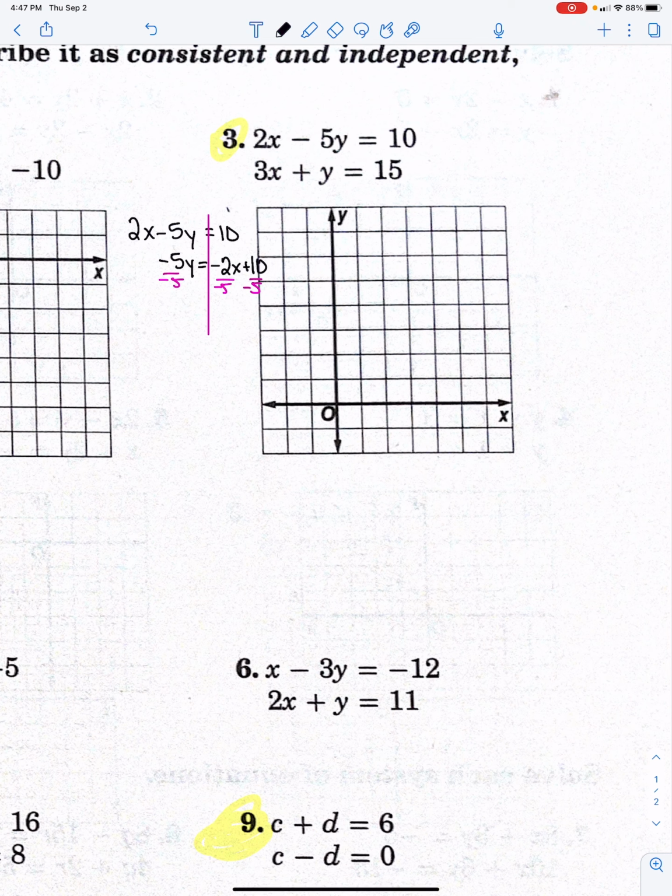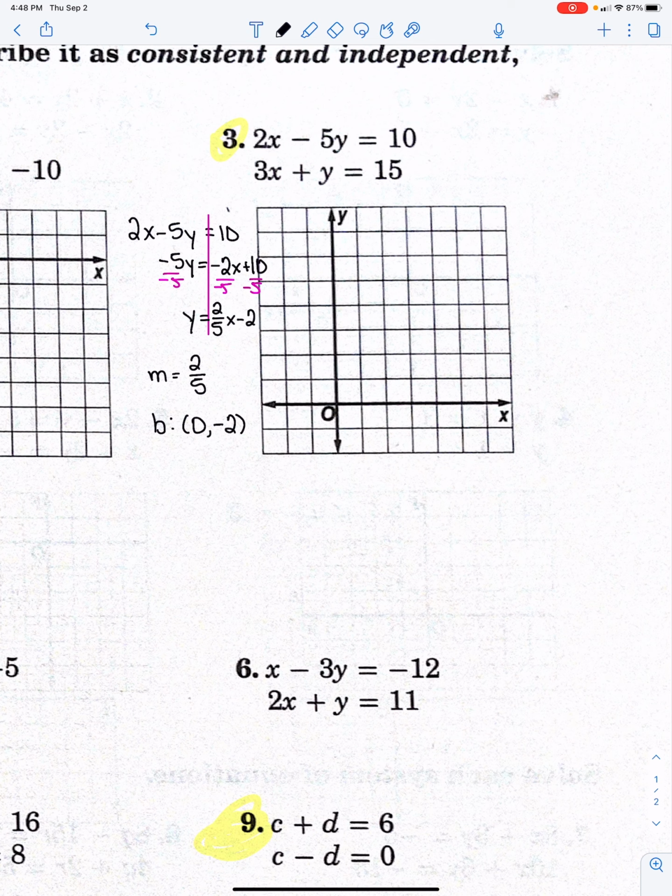That is going to give me y equals negative divided by a negative is a positive. 10 divided by negative 5 is negative 2. So my slope on this first one is 2 over 5. And my y-intercept is 0, negative 2.